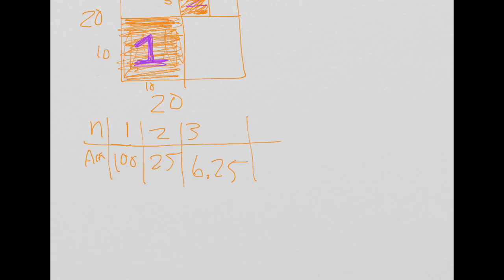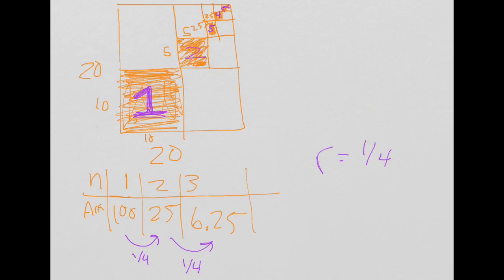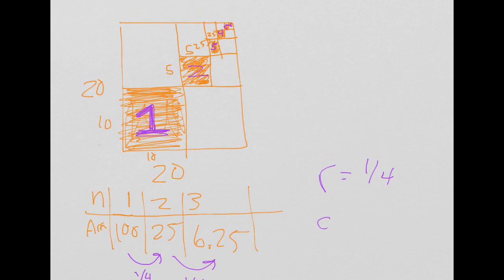So if you look at these numbers, 100 times 1/4 is 25. 25 times 1/4 is 6.25. Because think about it, 1/4 is 1/2 times 1/2. 25 divided by 2 is 12.5. 12.5 divided by 2 is 6.25. So our common ratio r is 1/4. Our first term, a sub 1, is 100.